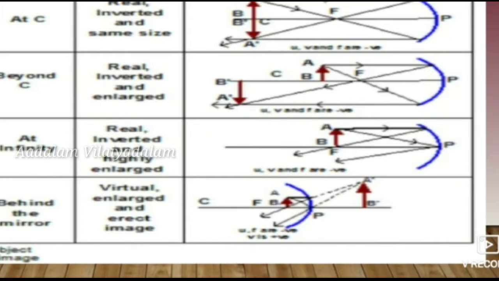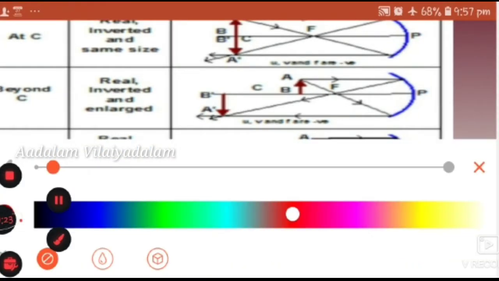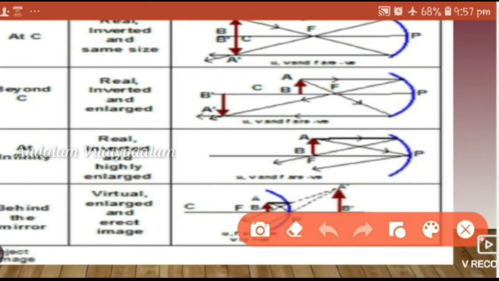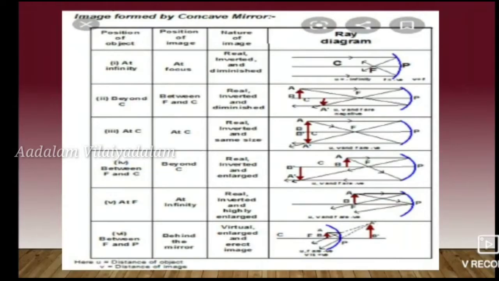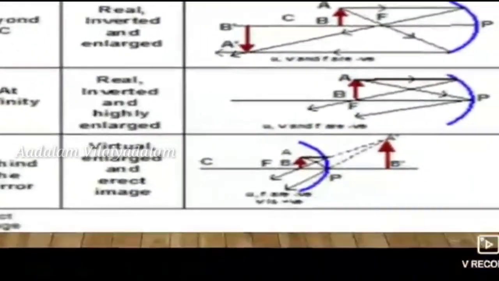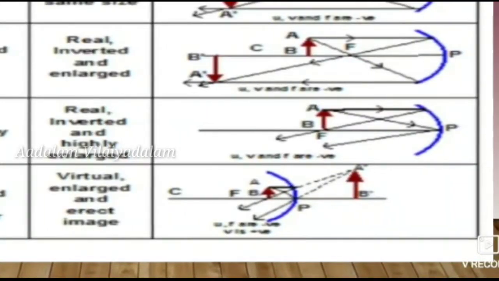And the sixth one, we have to place the object between F and P, and we will get the image behind the mirror. In this type of position, we will get a virtual and erect image.